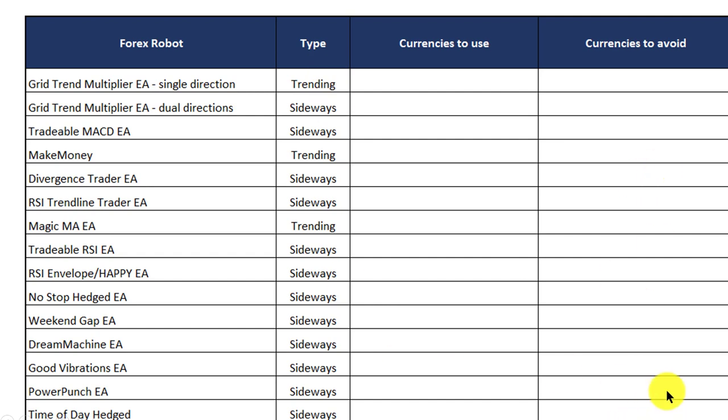And keep this list because you don't want to reinvent the wheel all the time. You need to know that the grid trend multiplier is fantastic on this particular currency, but really bad on this kind of currency. You mustn't rethink these things. Once you've worked it out, it's information that you should use to trade into the future.